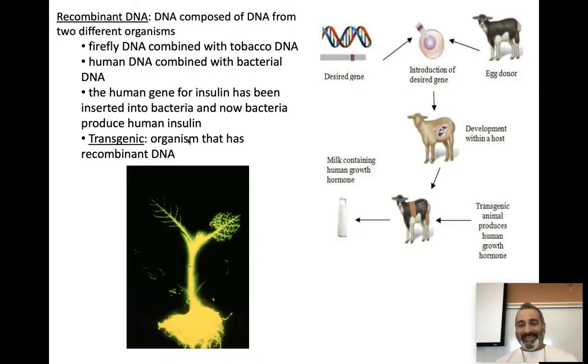Now, recombinant DNA. This is DNA that has been recombined, which means it is now composed of DNA from more than one organism. So more than one organism's DNA combined is recombinant DNA. What's this picture showing you? Firefly DNA was inserted into a tobacco plant. Now we have a tobacco plant that glows.